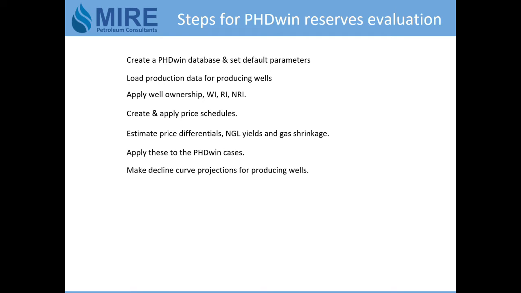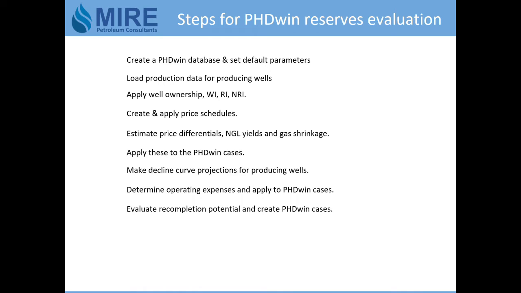Then for the producing wells, we have to make decline curve projections, and we can do this using the PHDWin software. Next thing is we have to determine operating expenses. We have to estimate them or analyze historical data, and we have to apply that to all your cases in PHDWin. Then if you have recompletion or workover potential, you have to evaluate the reserves and the capital needed and the timing to do those recompletions. And then you have to build those cases in PHDWin with that information.